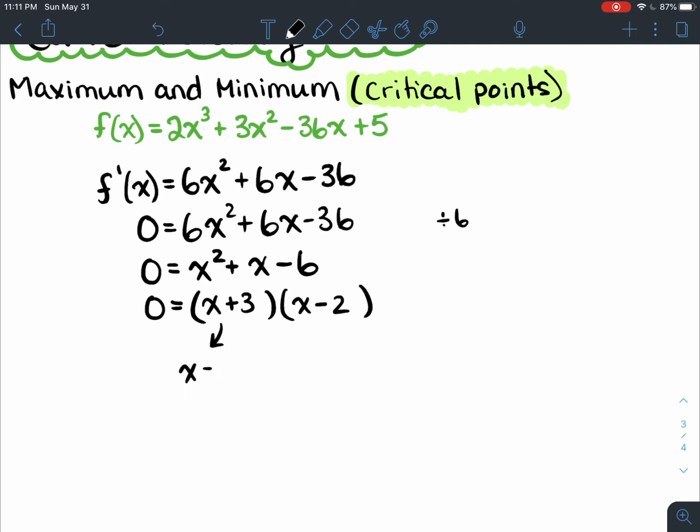So therefore, x is equal to negative 3. And over here, x will be equal to 2. So those two spots are where I'm going to have a max or a min. But how do I know which one?